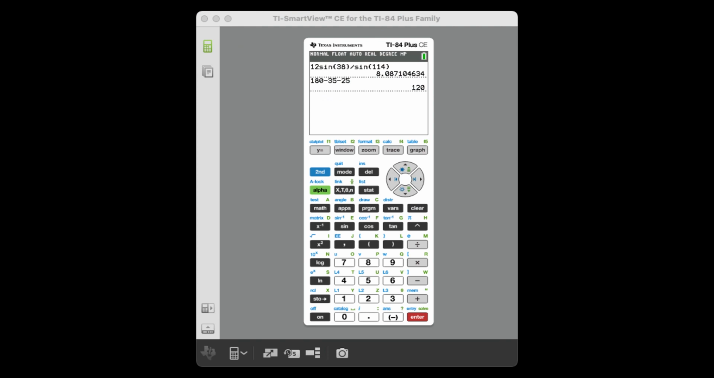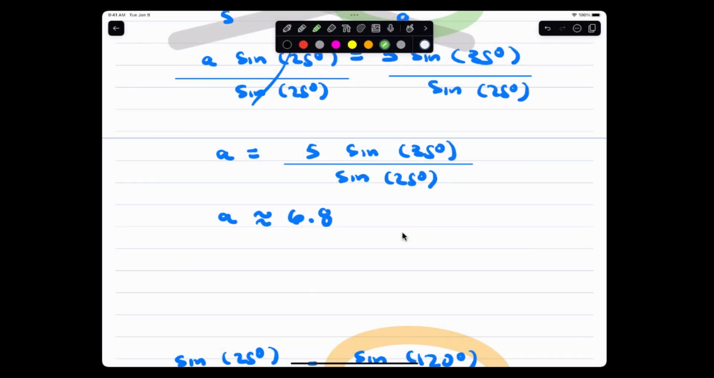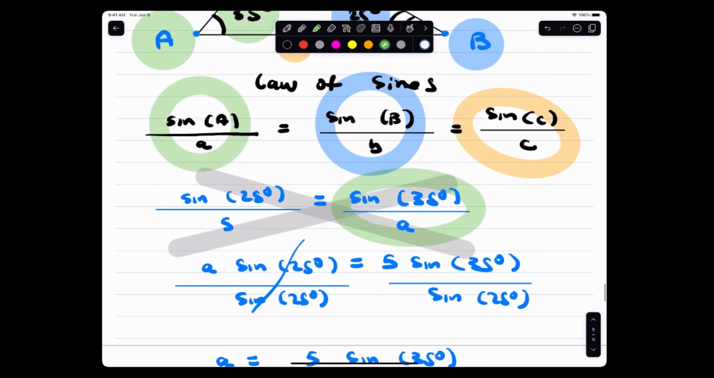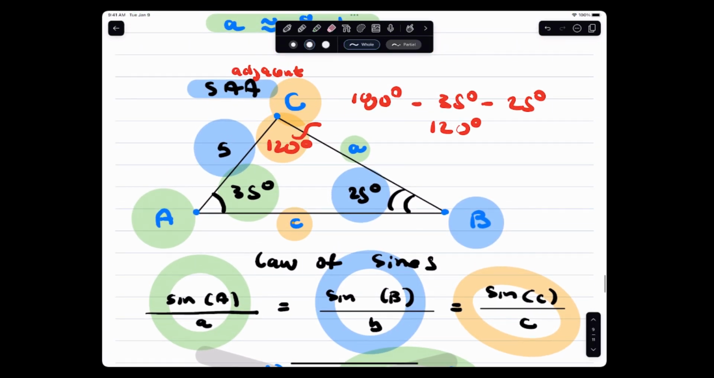Okay, let's get out our calculator. Let's find A. So A is going to be, ladies and gentlemen, 5 sine of 35, close that, divided by sine of what? 25. What do you guys end up with here? 6 point what? And then that's green. Okay. That's 6.8. So this is going to be little a, 6.8. We're almost there.